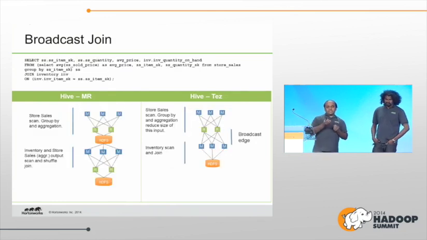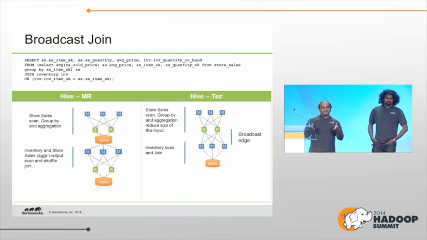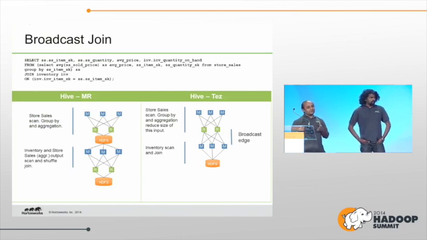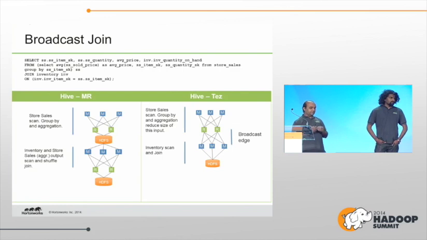Now, one of the key implementation differences between MR and Tez is the introduction of broadcast join, which is basically a new map join implementation. Map join is another name for hash join that we use in Hive.